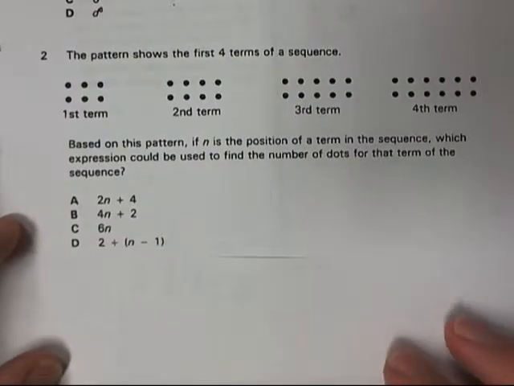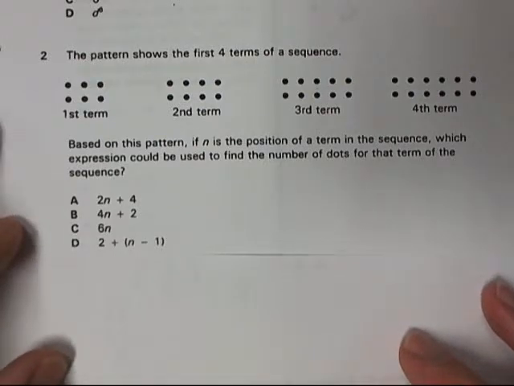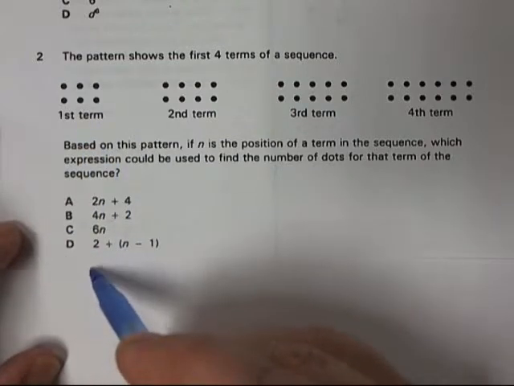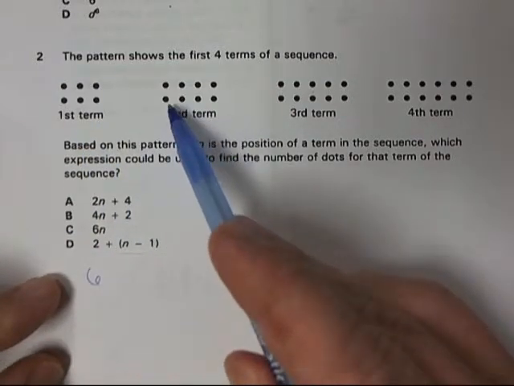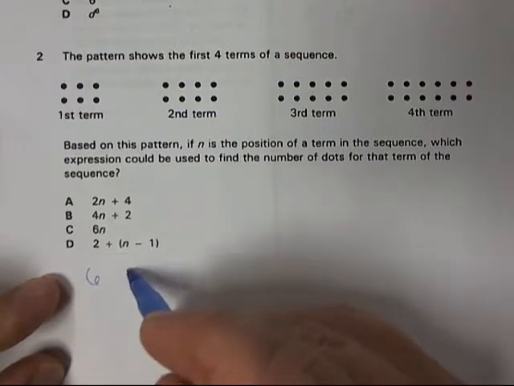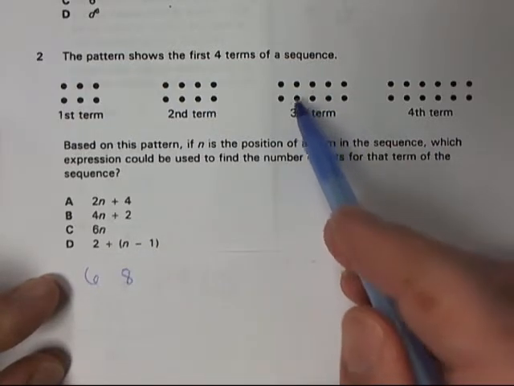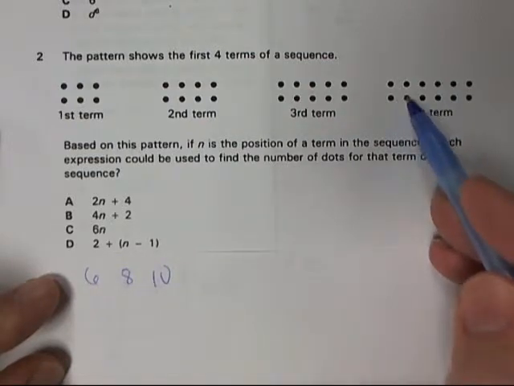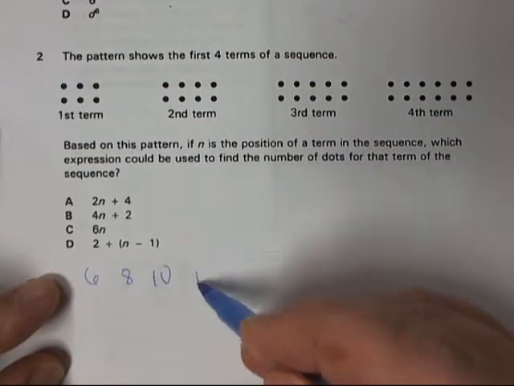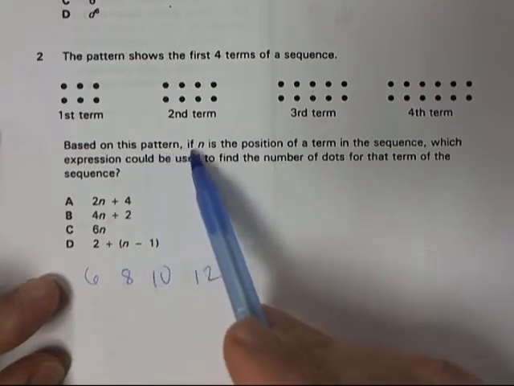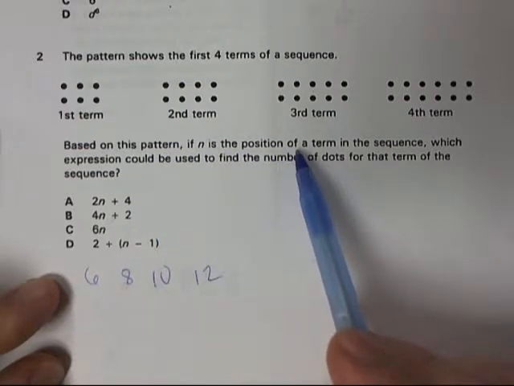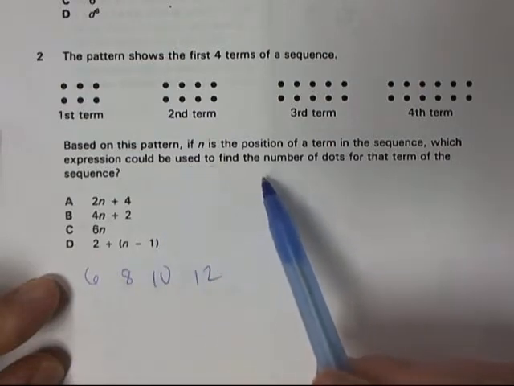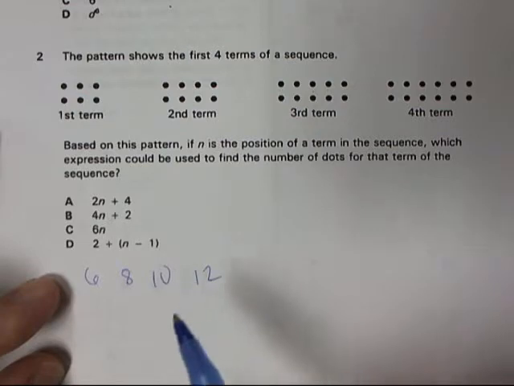Number 2, the pattern shows the first 4 terms of a sequence. And we see the first term has 6 dots. The second term has 2, 4, 6, 8 dots. Third term has 2, 4, 6, 8, 10 dots. And the fourth term has 2, 4, 6, 8, 10, 12 dots. Based on this pattern, if n is the position of a term in the sequence, which expression could be used to find the number of dots for that term of the sequence?